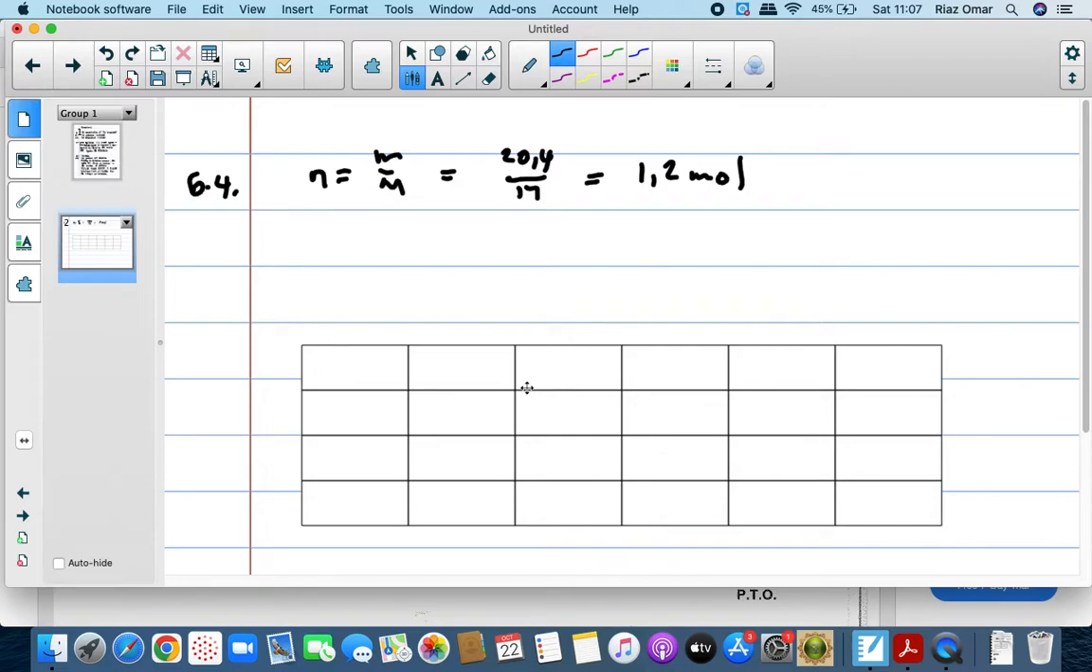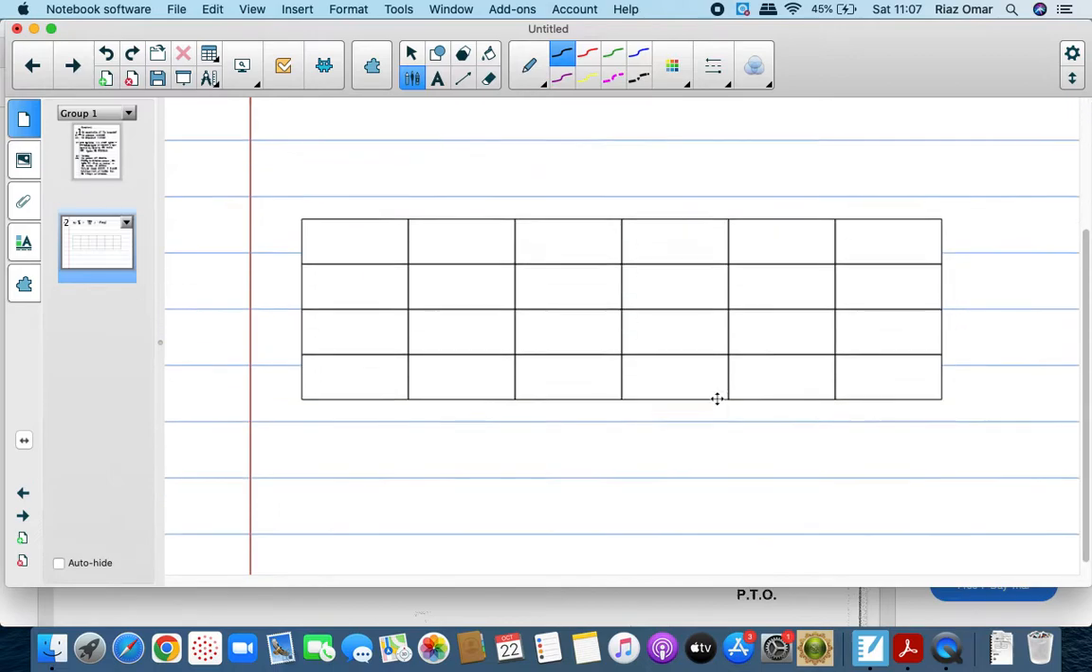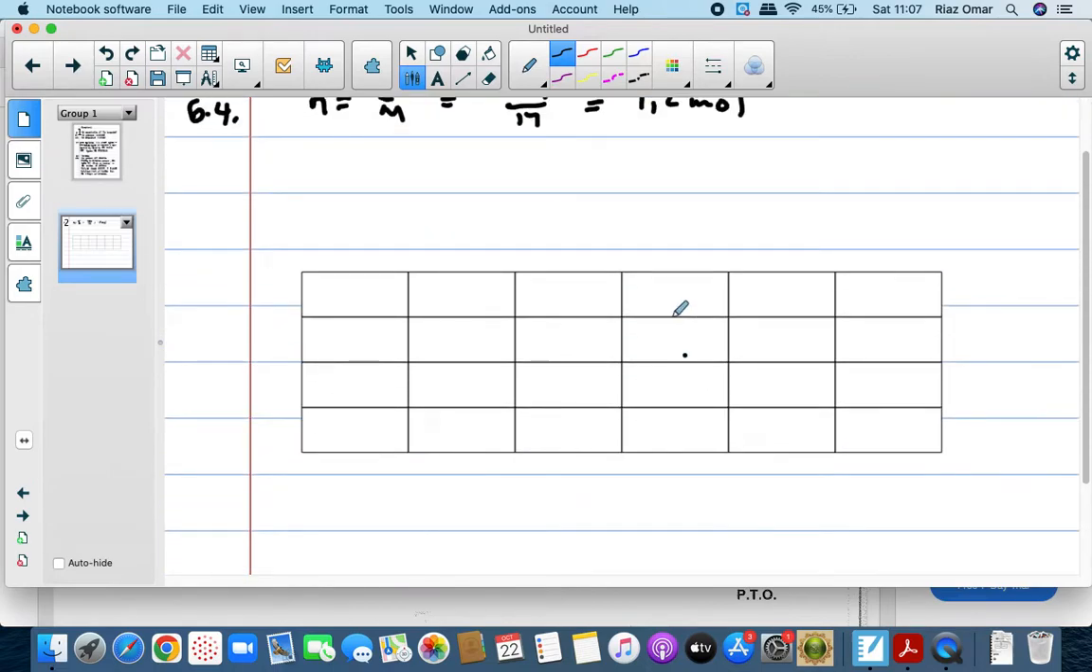Let me just change this table. This table is not looking good. Just get rid of this table. So we have to draw a table.